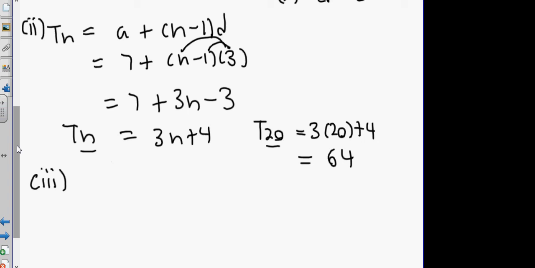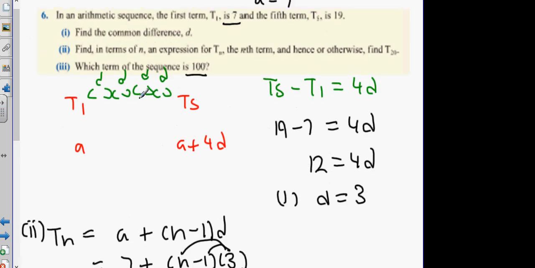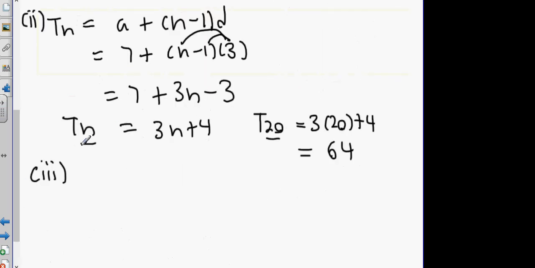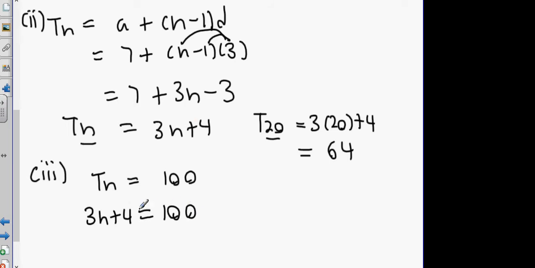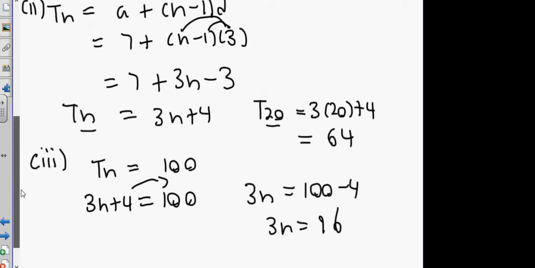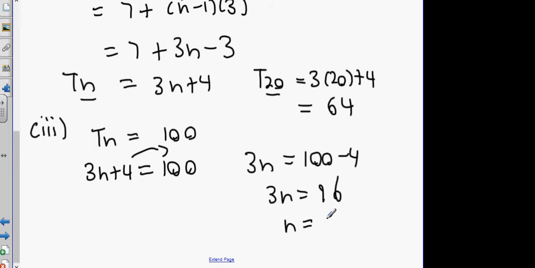We're asked which term in the sequence is 100. So what he's basically asking is, what value of n do I have to put in to make it 100? So what we say is that Tn equals 100. Therefore 3n plus 4, which is how we get the value of Tn, must be equal to 100. What we do next is we bring over the 4, and we get 3n equals 100 minus 4, which is 96. 3n equals 96. Therefore, the term that equals 100 is n equals 32.